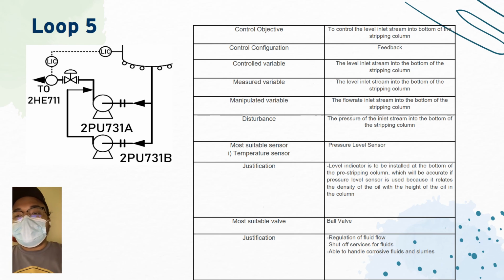The justification is regulation of fluid flow, shut off service of fluid, and it can also handle corrosive fluid and service. So for the next loop, I will pass to my other companion.